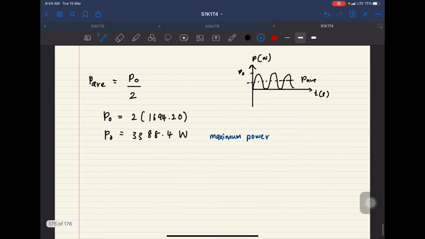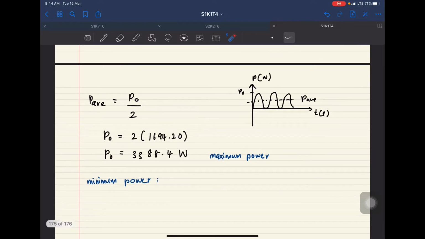Okay, for the minimum power, from the graph itself, you can see that the power varies from here to here. So down here is basically your minimum, which is equal to 0.